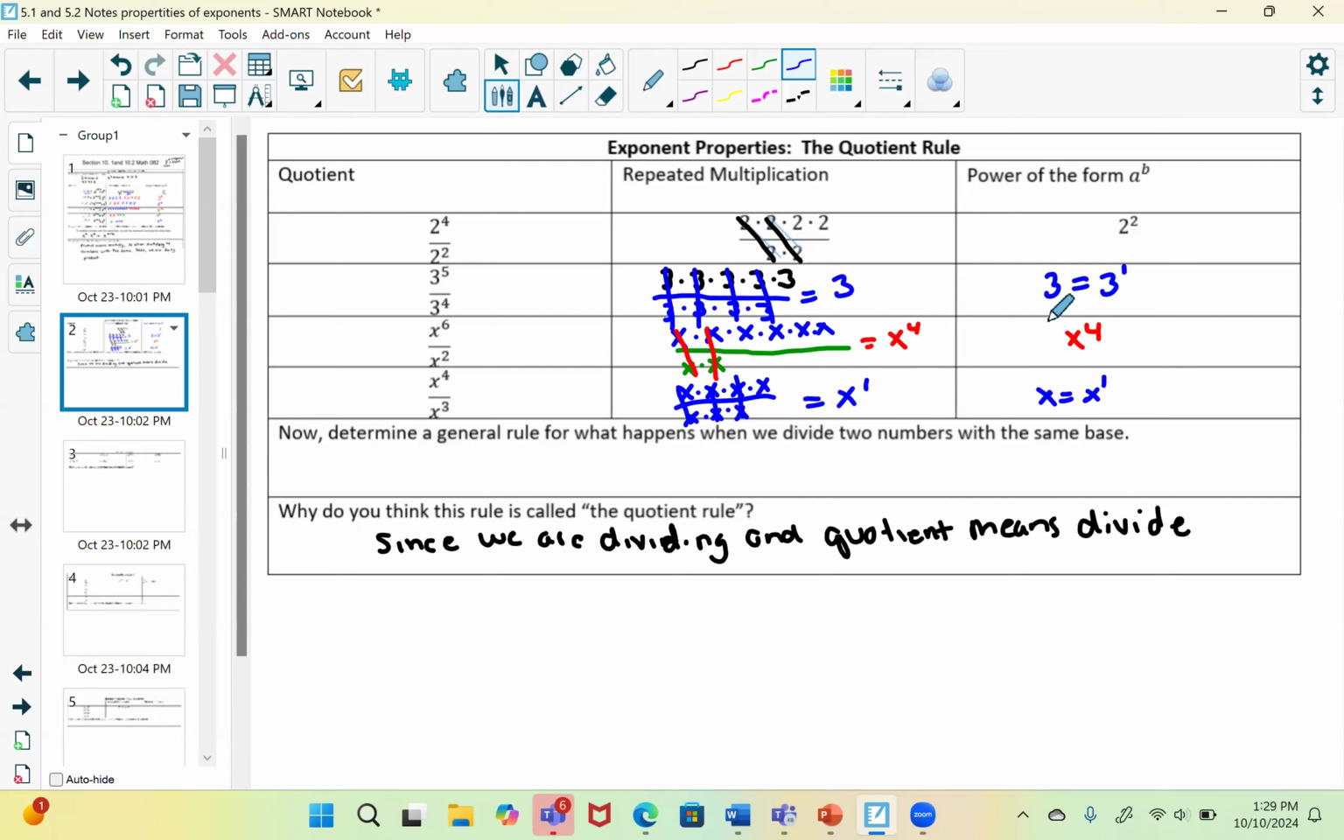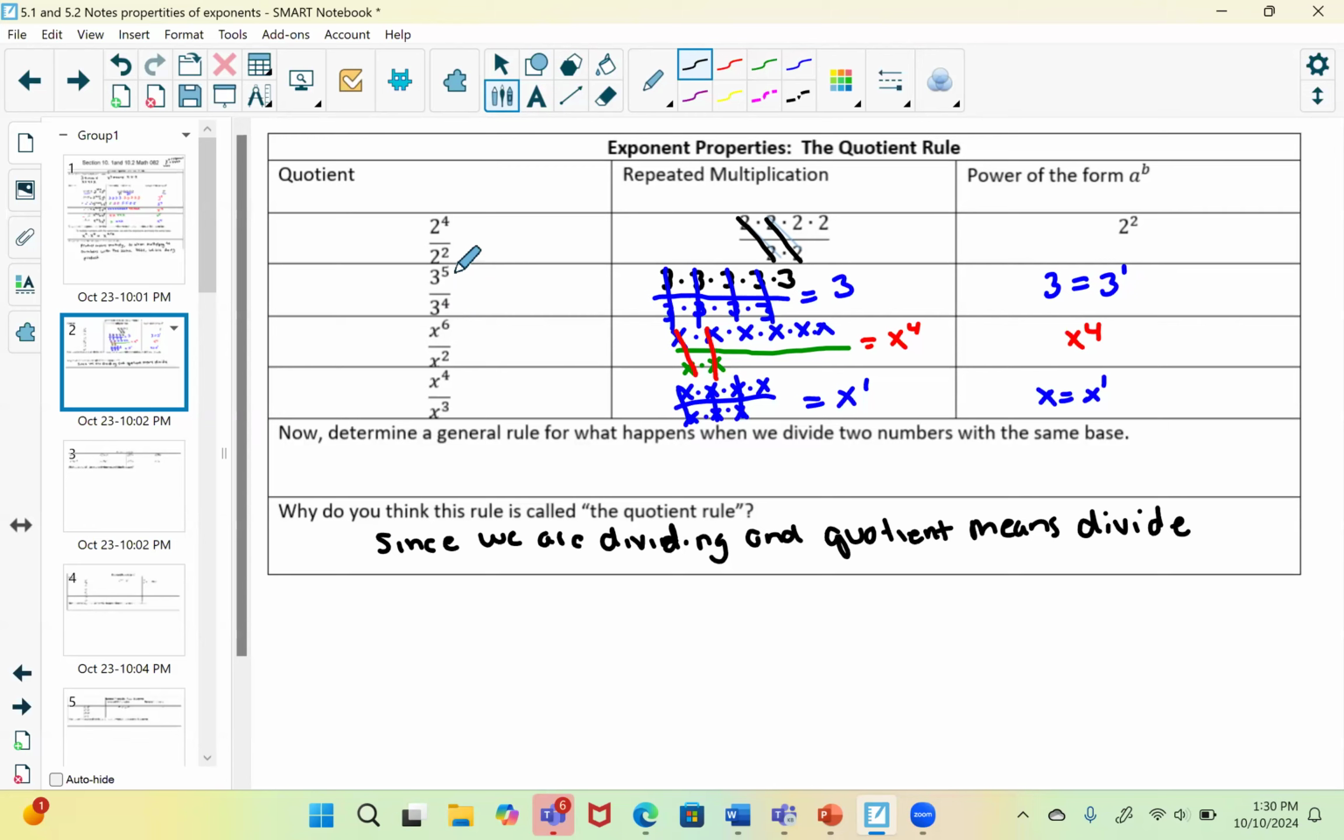So we want to again come up with a shortcut. And so for this one, we notice, okay, I have 2 to the 4th over 2 squared equals 2 squared. So I have to think, how do I get from 4 to 2 to 2? And you've got to be careful with that one, because it could be 4 minus 2 is 2, or 4 divided by 2 is 2. Okay, so let's check the next one to see. I have 3 to the 5th over 3 to the 4th, and it equals 3 to the 1st.